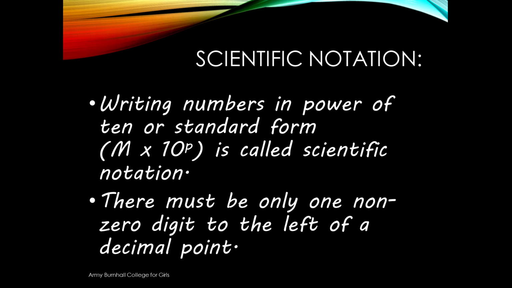There must be only one non-zero digit to the left of a decimal point. So scientific notation is such a notation in which, left of a decimal point, there should be only one non-zero digit, and we have to multiply it with some power of 10. That will be the standard form.